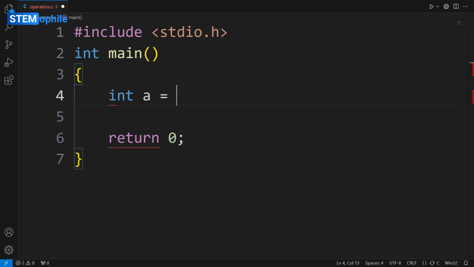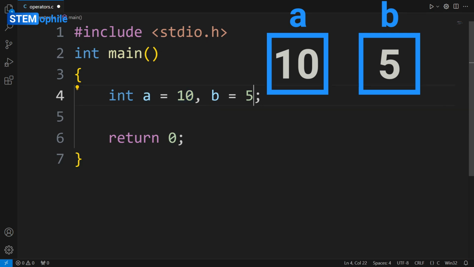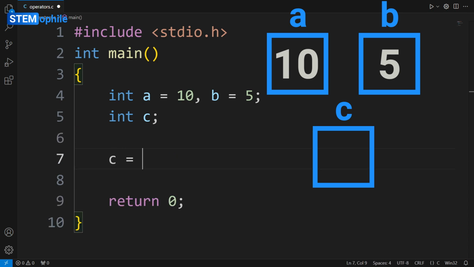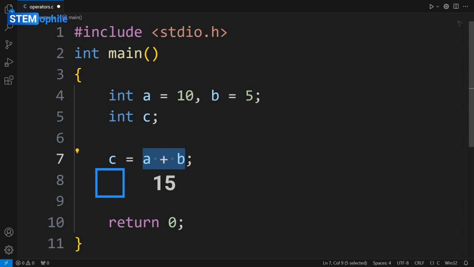We create two variables a and b and store 10 in a and 5 in b. We create another variable named c, which will store the result of the operation. c = a + b. When this line executes, it first does the arithmetic operation a + b. This operation gives us 15, which is the result of the addition. So, a + b is replaced with 15. And then the expression looks like this. Now, the result 15 is stored in the variable c. This is how it works.